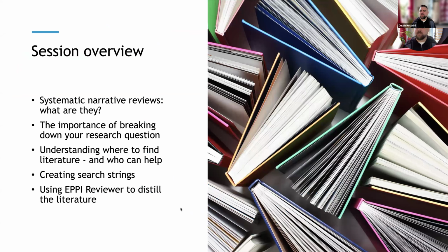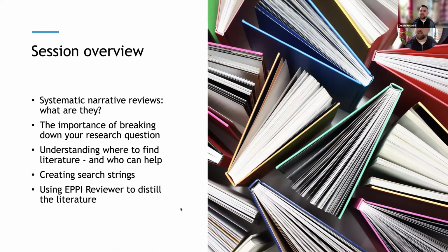So just a quick session overview. What we're going to talk about is, again, how a systematic narrative review differs from other reviews, such as literature reviews and systematic reviews, and the place of a systematic narrative review for qualitative research and education. And I'll also talk about how you take your research question, break it down, and how this can help you to identify relevant literature for your systematic narrative review.